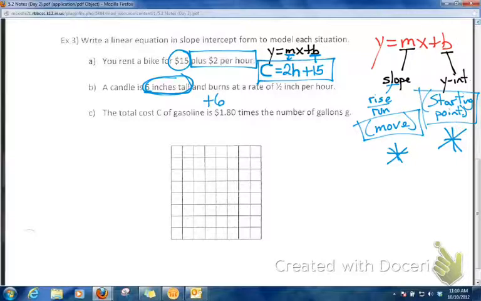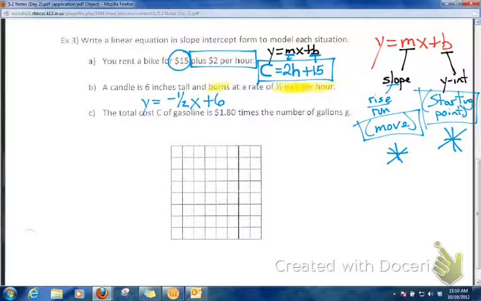Now I think, how does it move, or what's happening to the candle? Well, the candle is burning, and here's a key word, burn. The candle burns at a rate of 1/2 inch per hour. Well, if the candle's burning, it's going down, so I'm going to put a minus. Let's get this out of the way here. I'm going to put a minus 1/2 x.